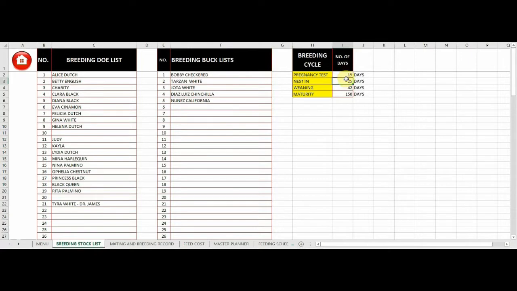Then the time for nesting, I've made it 25 days. The time for weaning, I have it here as 7 times 6, which is 42 days. Then the time for maturity, this is either the slaughter weight or the time to classify them as breeders. These are all important because they help you with the automatic dates from the mating and breeding records. So these are some of my males. I name them after my Liverpool team anyway.